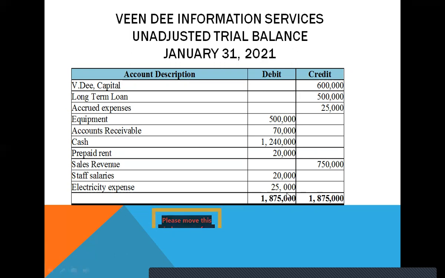So you total the debit side, and that is equal to 1,875,000 pesos, and you also total the credit side, and it is equal to 1,875,000 pesos. So your debit and your credit are balanced. That means our journalizing and posting to the ledger is correct.